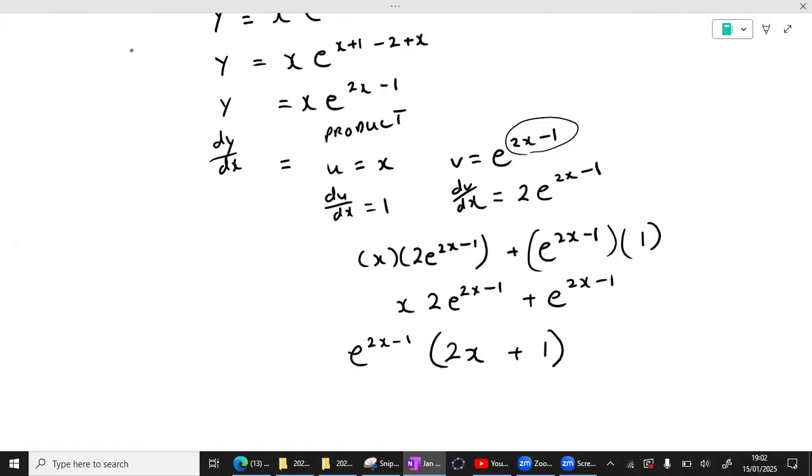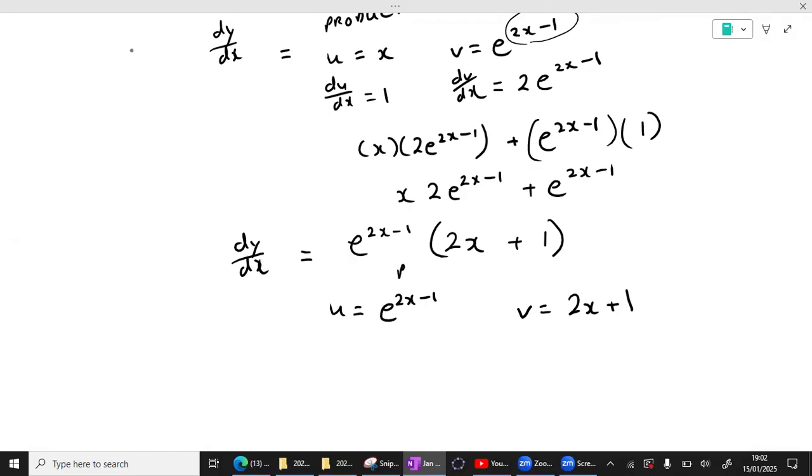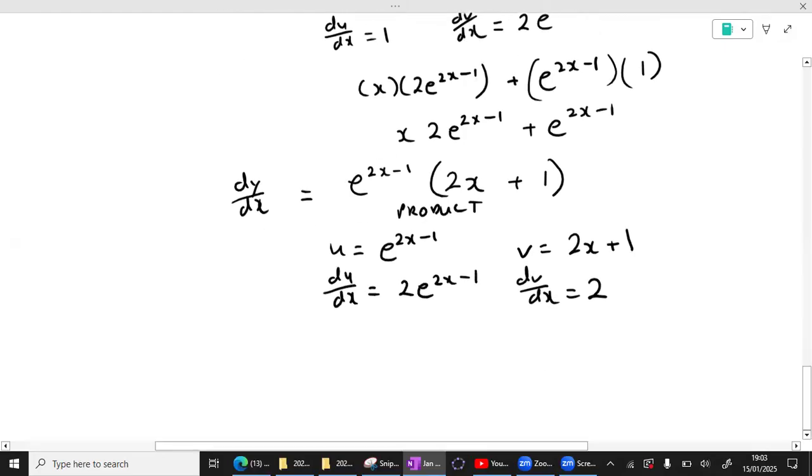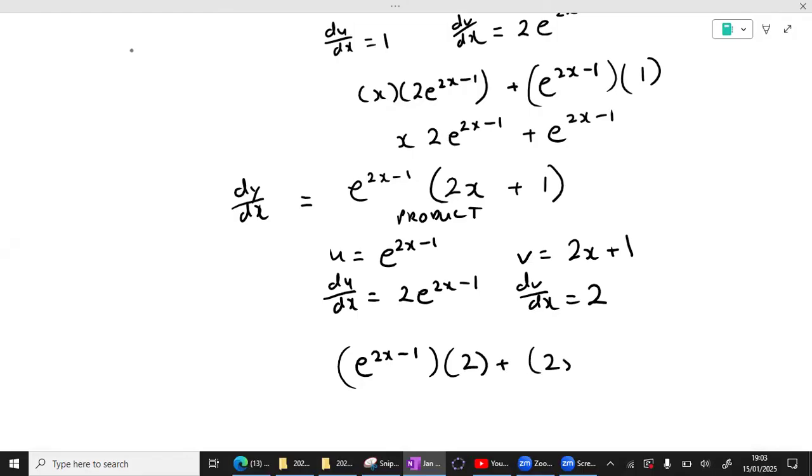This helps because when I go to do my second derivative, I can use my product rule here. So doing my second derivative, I'm going to let u equal the first part and v equal the second. So I am still using my product rule. du/dx is going to become 2e to the power of 2x minus 1. dv/dx is actually just going to become 2. Now I use my product rule, so I use my u dv/dx plus v du/dx.